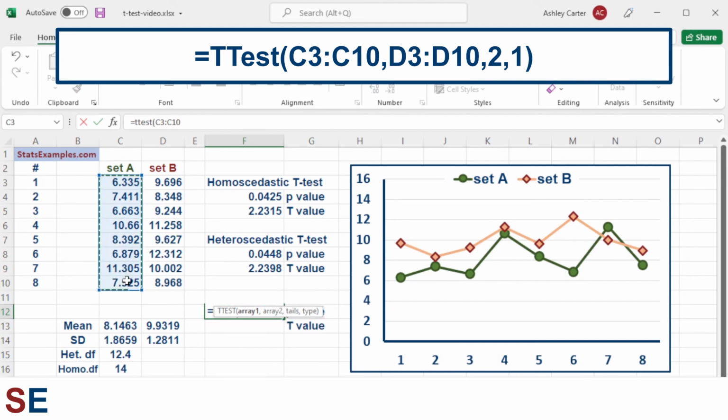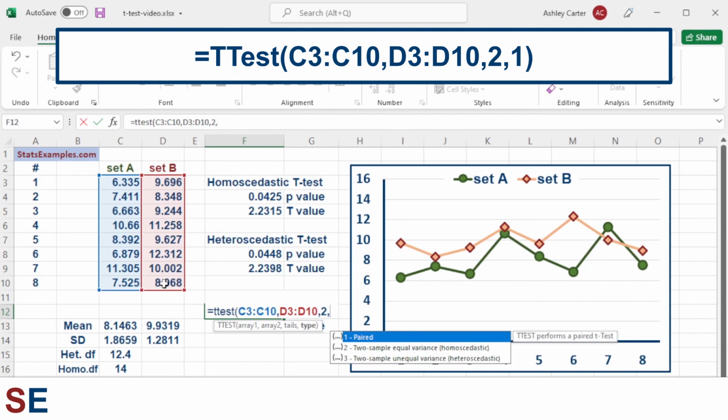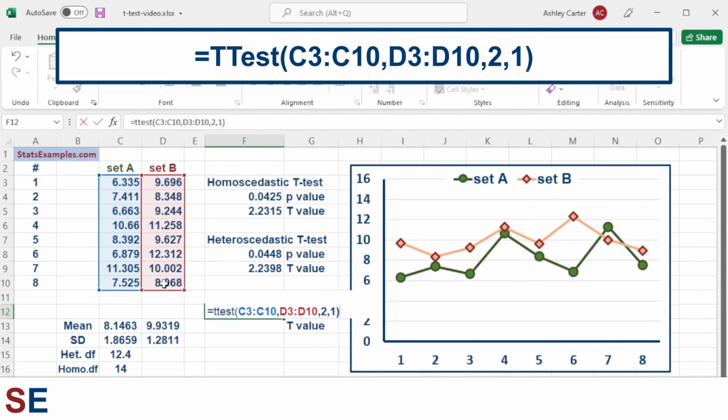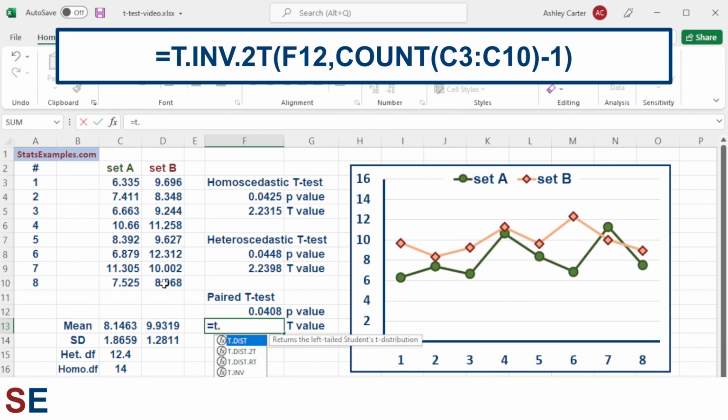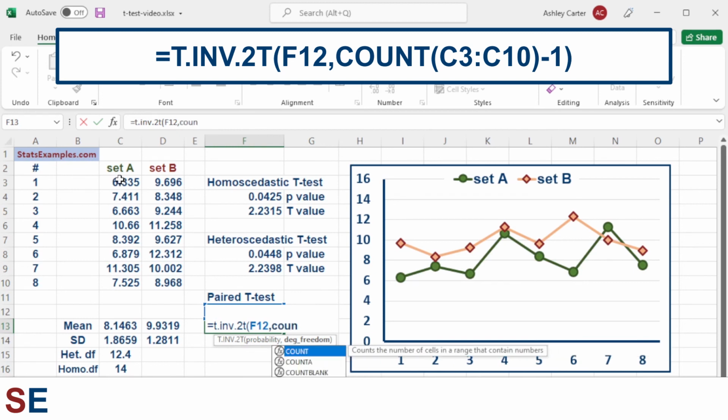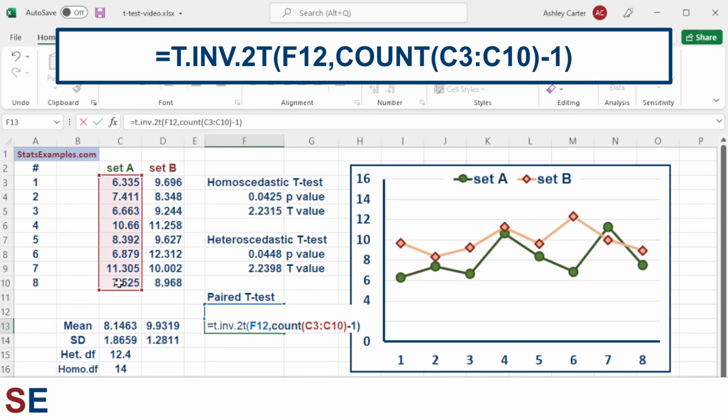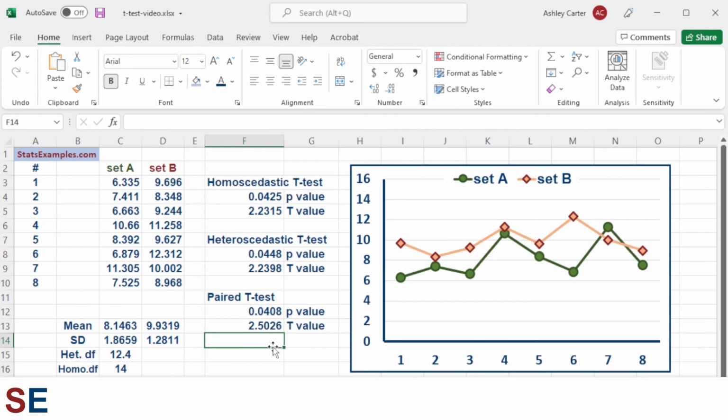first set of data, comma, second set of data, comma, 2 tails, comma, 1 for paired t-test. For our t-value, t inverse, 2 tails, probability. Then the degrees of freedom is count the number of values, and then we can subtract 1. That's the degrees of freedom for our test, 2.5026. So a larger t-value and a slightly smaller p-value for our paired test with this data.